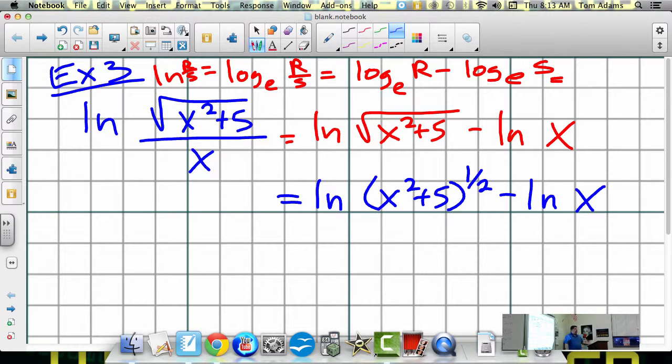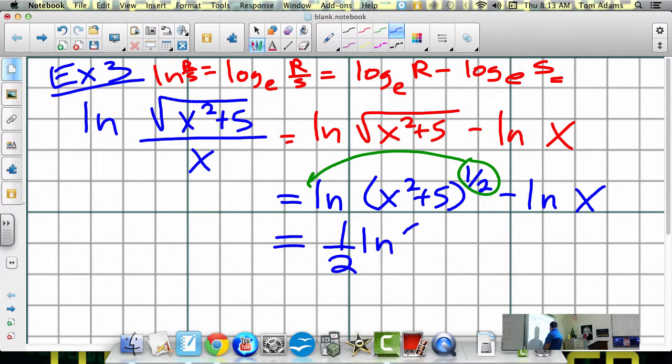All right, now, properties of logs, what else could we do? We have a 1/2 raised to the power. Is there anything fancy we could do with this? We could toss it to the front, right? So if that's the case, then we would get 1/2 times the natural log of this stuff, x squared plus 5, minus the natural log of x, okay? And that's pretty much it.